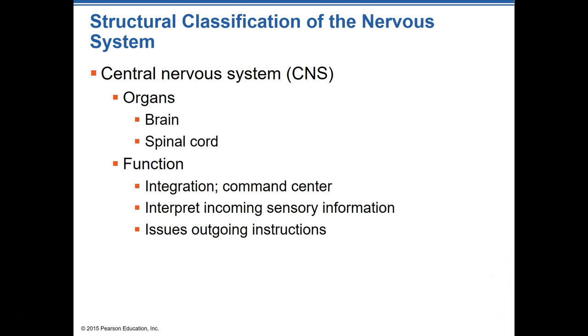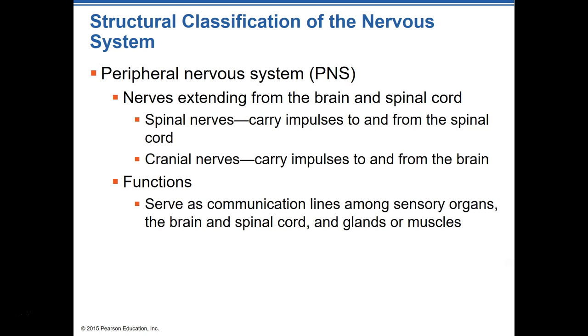And there's two sides to this. The first side is the central nervous system, and it encompasses the brain and the spinal cord. There's two halves, the central nervous system and the peripheral nervous system. The central nervous system has the brain and the spinal cord. That's all that it involves. Its function is for integration of the commands, interpretation of sensory information, and issuing instructions. So it's where all the higher functioning goes on, the integration and all those types of things take place at this level.